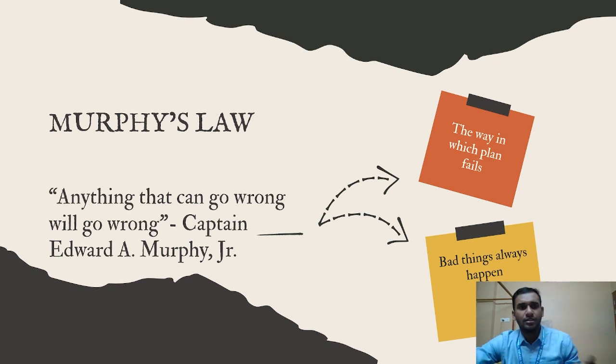Those people who know Murphy's law, by just looking at the name Murphy's law, can say, okay, this means that anything that can go wrong will go wrong. And in a recent movie which I have watched, 12th Fail, the term Murphy's law is very cleverly used there. So these things are very cleverly used nowadays.